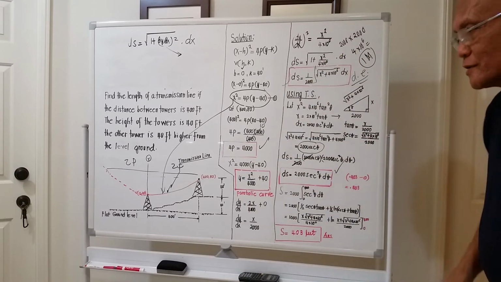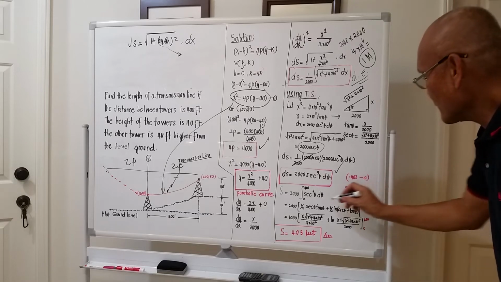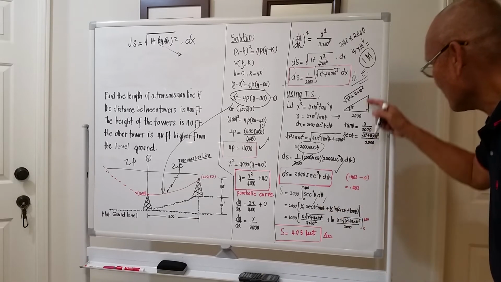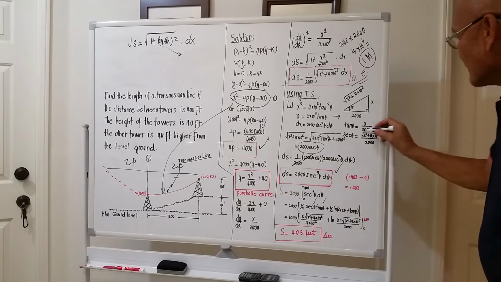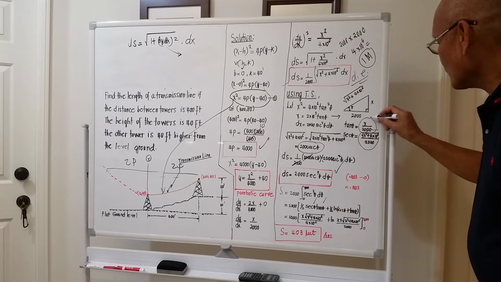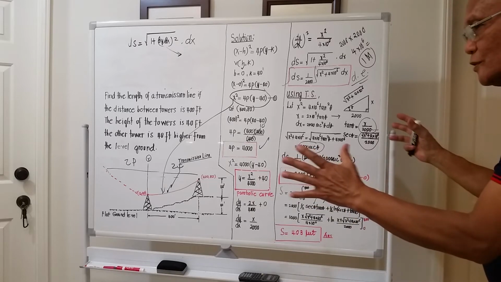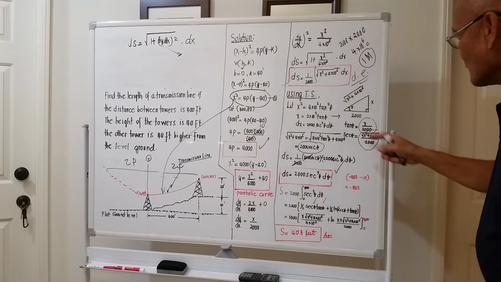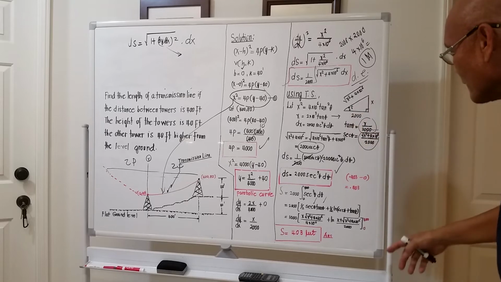The original variable is x. So we will replace secant of theta and tangent of theta coming from this one. Secant of theta is this one. Tangent of theta is x over 2,000. So if you use your rough draft, try to compute for the product of secant tangent, what will come out will be this one.